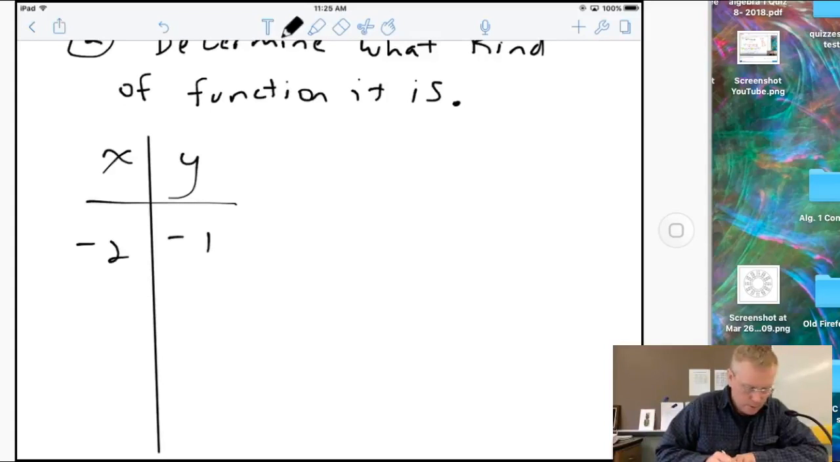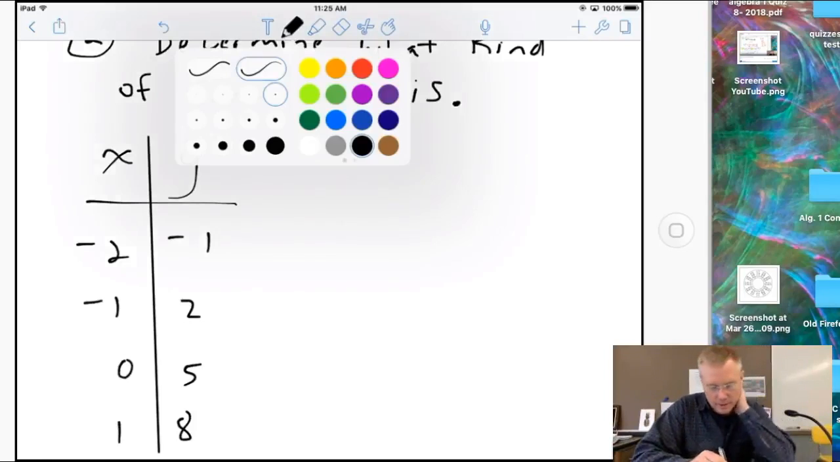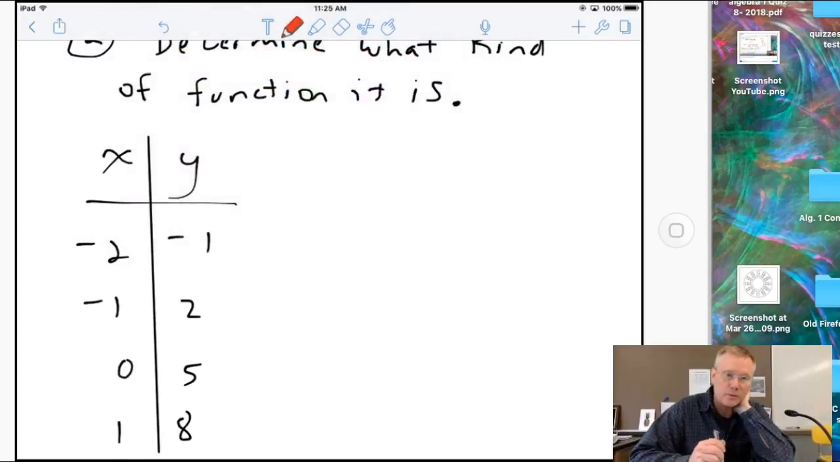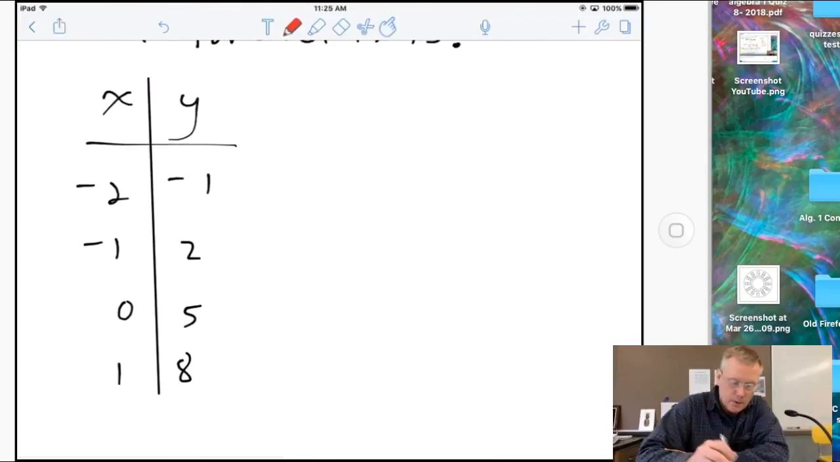-2, -1, 2, 0, 5, and 1, 8. Okay, so the x part of the table, the x values, those go up by 1, so it's consistent. There's not much to analyze there.